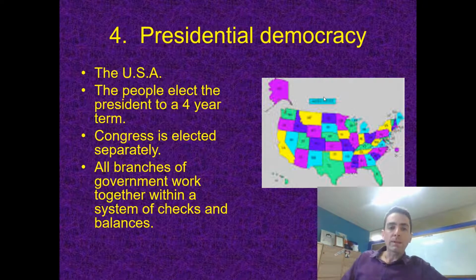Okay, next, presidential democracy, like in the USA. The people elect the president to a 4-year term. Congress is elected separately. All branches of government work together within a system of checks and balances. Checks and balances is also a very important thing you need to know for the GED social studies test. So please check out checks and balances if you haven't already. We have videos actually on our YouTube channel. You can check them out.